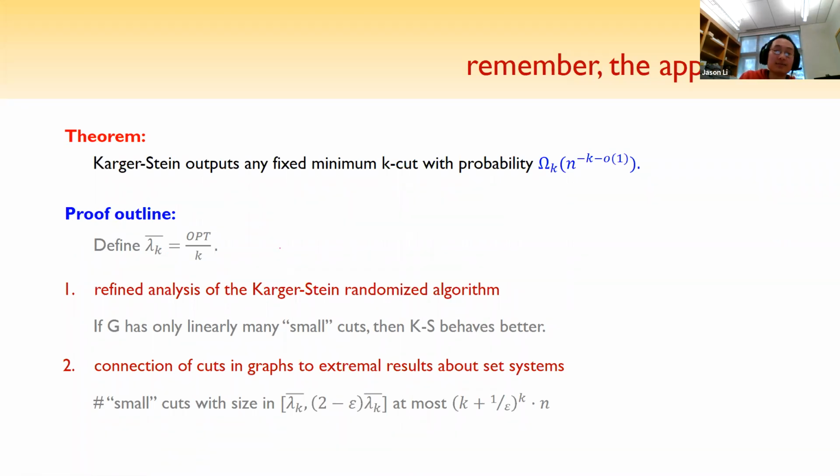Again, recall that our approach was, first, we have this algorithmic statement that improves the Karger-Stein analysis given this extremal statement, and second, we have an extremal combinatorial statement about the number of small cuts on the graph. So in the rest of the talk, we'll go over the extremal statement.